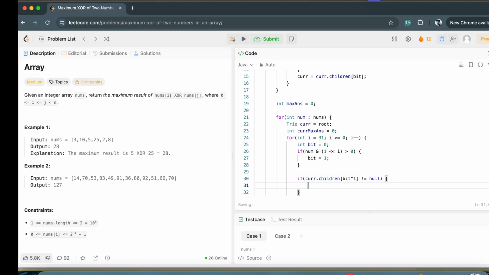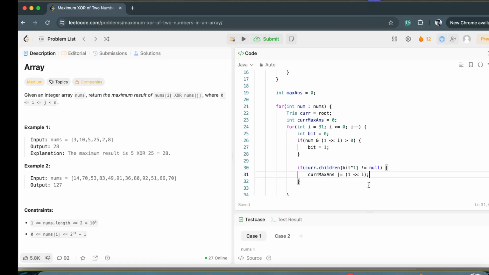that is something I'll add into this current max answer. Current max answer OR operation, that is something I can perform here, and one left shift of I. So that particular bit, one left shift of I, means if the 31st bit is set, then 2 to the power of 31 value, whatever we get, I am performing the OR operation with this current answer. That way we can keep on building the answer. The opposite bits we get keep on being ORed with this current max answer, so this way also we can generate the answer.